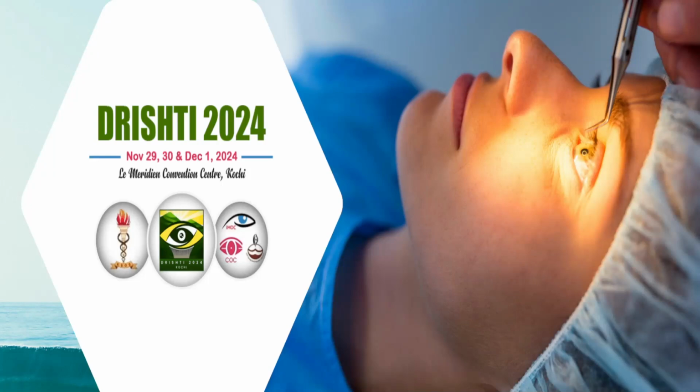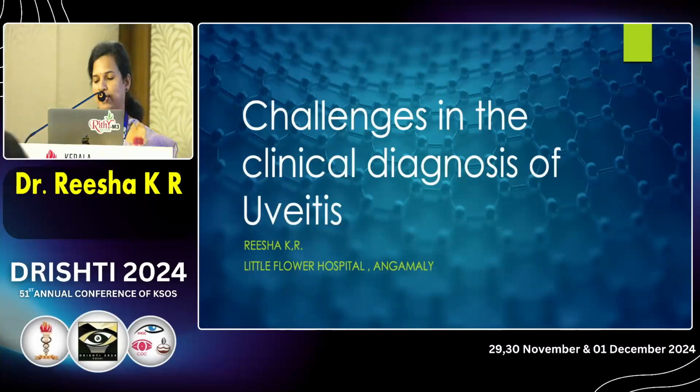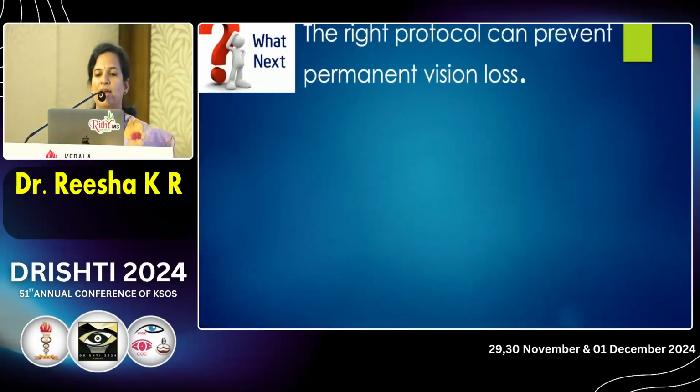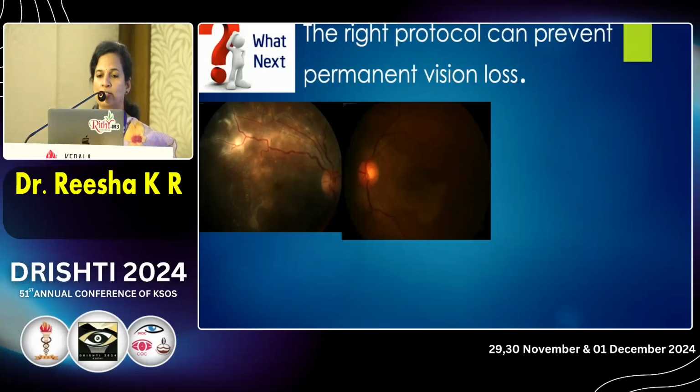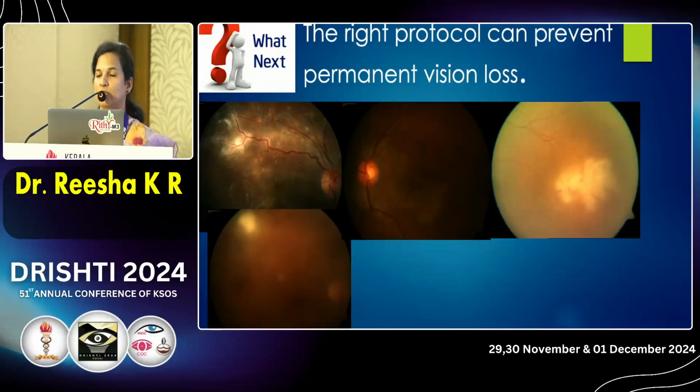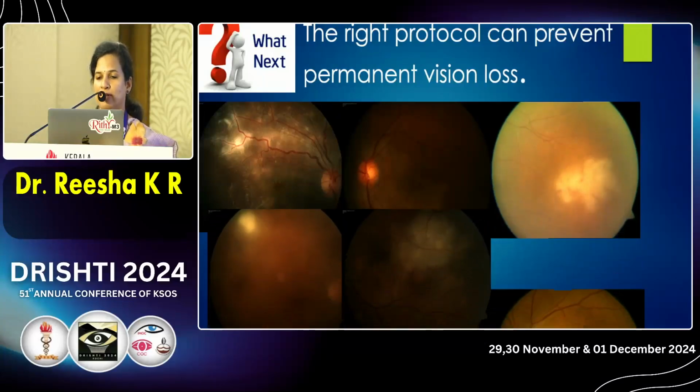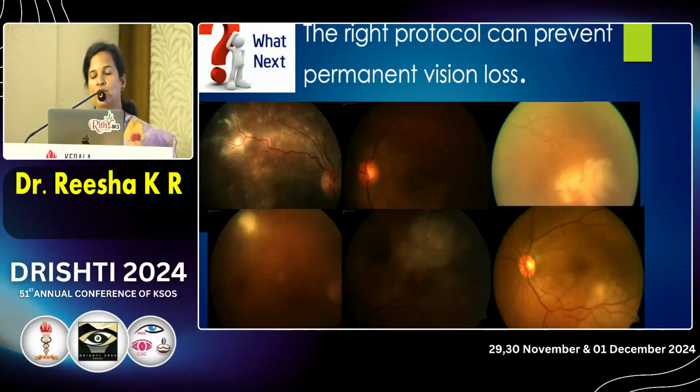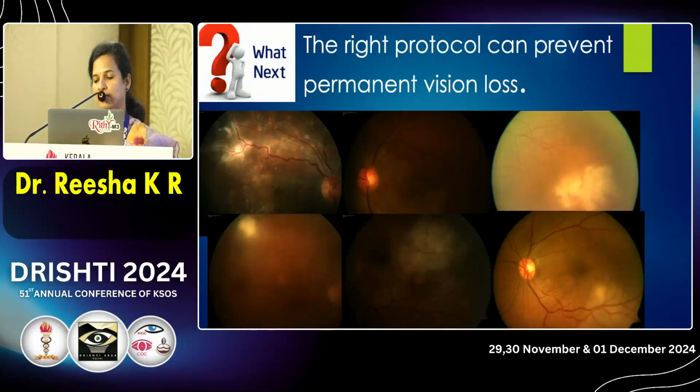I'll be talking about challenges in the clinical diagnosis of uveitis. The management of uveitis is often challenging. Why? Because all these posterior uveitis entities look very much similar, but they all have different etiologic diagnoses. Similar etiologic diagnoses can have different clinical presentations also. And moreover, after all evaluation, in one-third of patients, we won't be able to find any clear etiologic diagnosis. So what to do? The right protocol can prevent permanent vision loss.